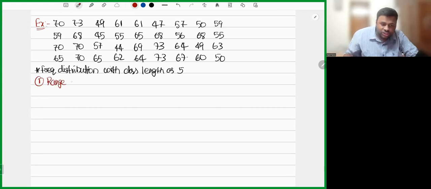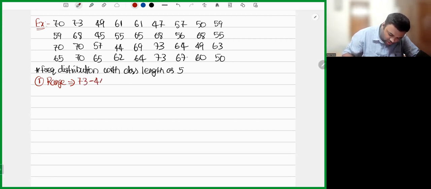Sir, what is the range? Difference between the highest observation and the smallest observation. What is the highest observation in the entire data? 73. What is the smallest observation? 44. So what do you think would be the range here? The range would be 29. I'm telling you, these are marks. The entire observations are marks. So 29 marks is the range.